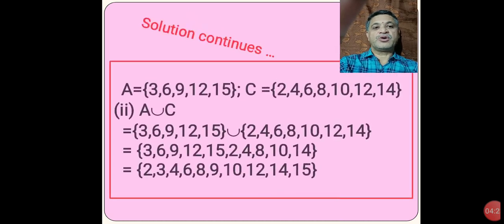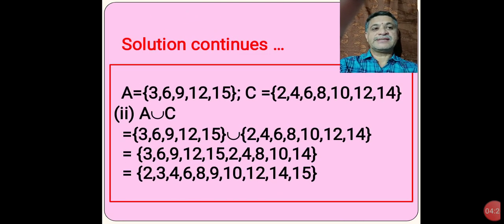Now let us go to the next question, A ∪ C. How can we find A ∪ C? Again you write the elements of set A, 3, 6, 9, 12, 15 and the elements of set C, 2, 4, 6, 8, 10, 12, 14. Now write 3, 6, 9, 12, 15 as it is. Then in the second set, that is C, write the elements which are not repeating in the previous set. So 2, it is not repeating, you write it, and 4, you write it.